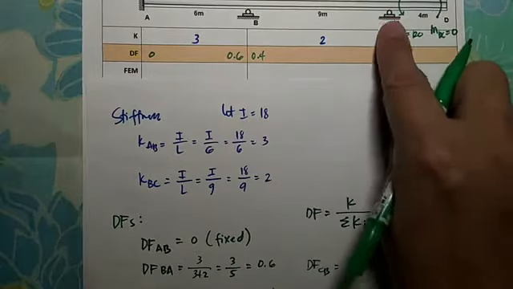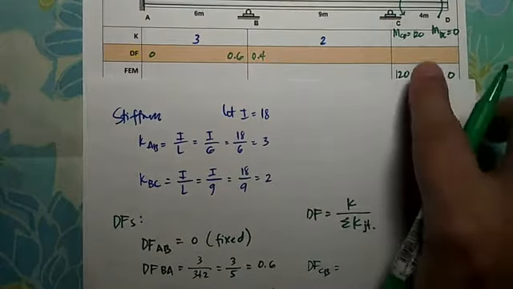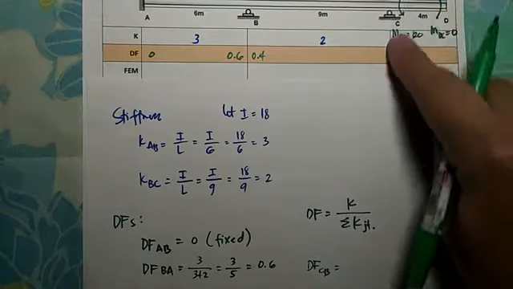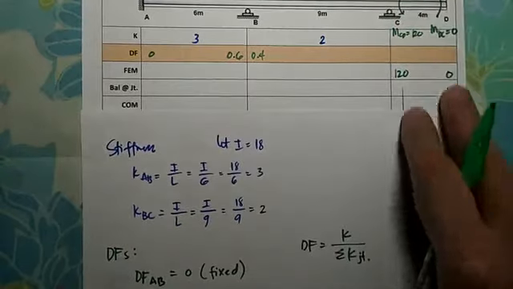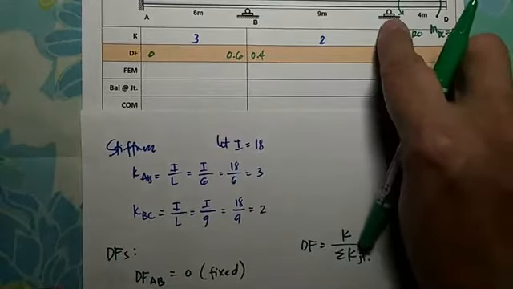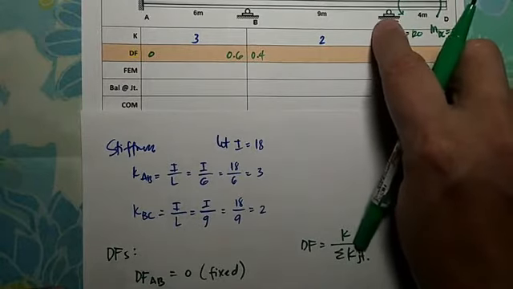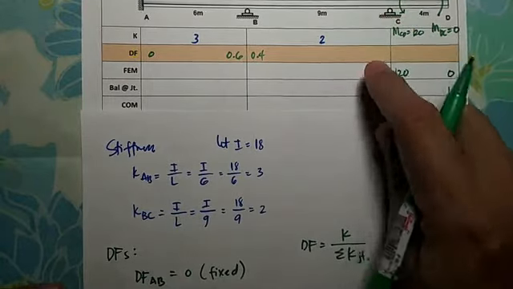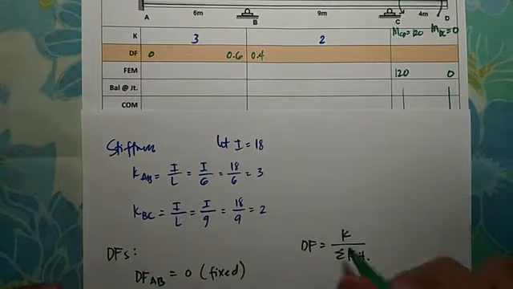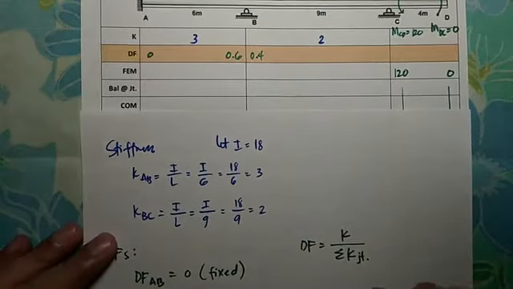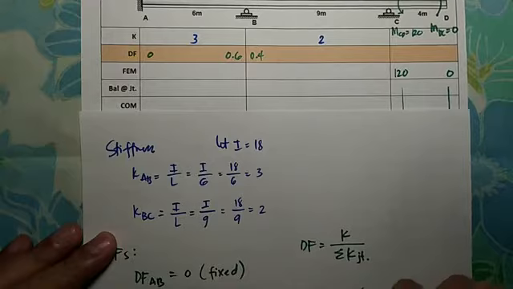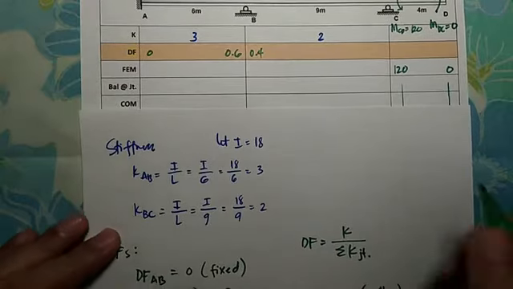Since this is a roller and we disregarded the effect of it in terms of MDM, parang dulo na rin siya, and that is a hinge support, so therefore the DF there would be 1. Okay, so 1.